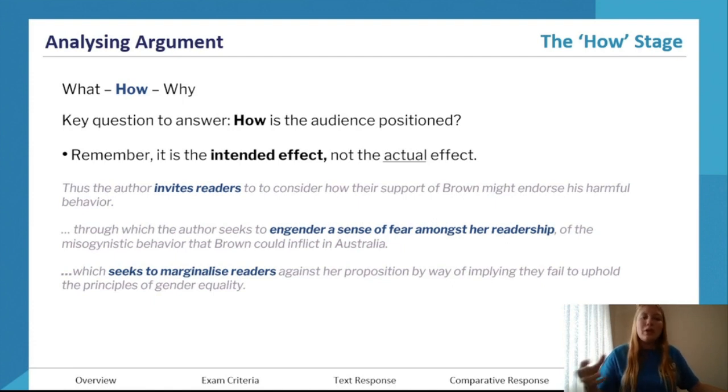marginalize readers. We don't have to go into so much detail every single time. This is a really detailed example of how we can extend upon our intended effect. Aim for at least one sentence, one short sentence like that first example. And if you can elaborate, please do, boost your analysis.